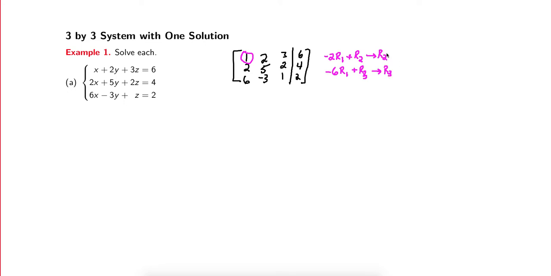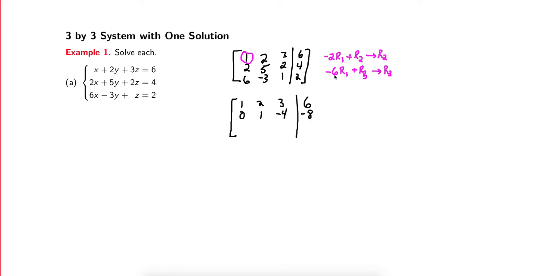Well, the first row, we're not going to change at all, so we can just copy that down. I'll give myself a little more space. So we got 1, 2, 3, and equals 6. All right, so negative 2 times 1 is negative 2 plus 2 is 0. Negative 2 times 2 is negative 4. Negative 4 plus 5 is 1. Negative 2 times 3 is negative 6. Negative 6 plus 2 is negative 4. Negative 2 times 6 is negative 12. Negative 12 plus 4 is negative 8.